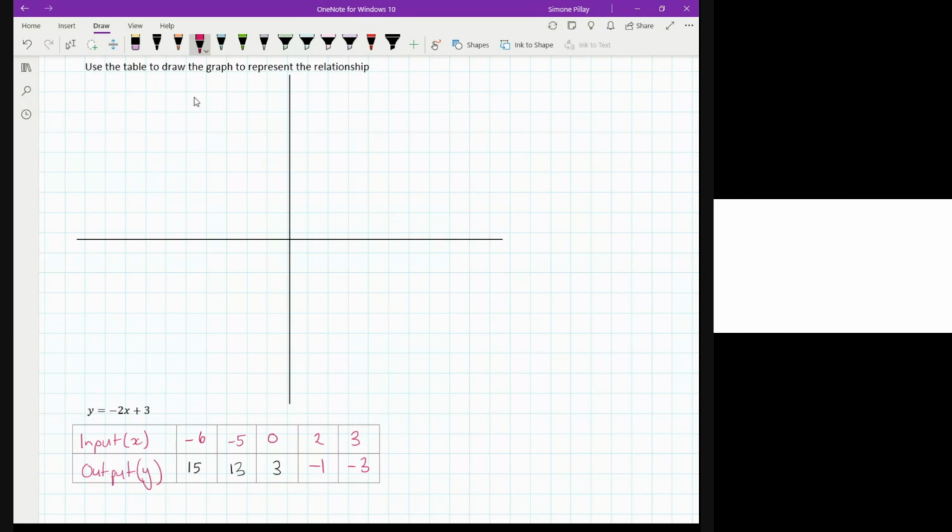Let us write our coordinates. Remember, we always write our coordinates in the format x and then y. So my first one is going to be not just 6, but -6 and 15. Then it's going to be -5 and 13. And then 0 and 3. And then 2 and -1. And then 3 and -3.